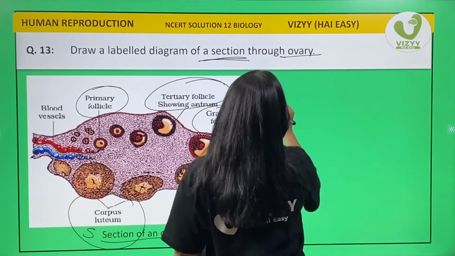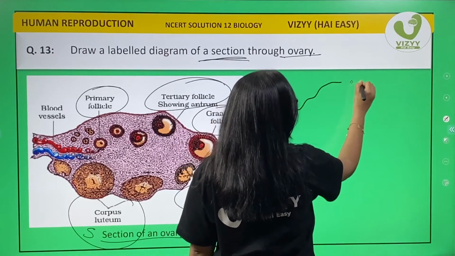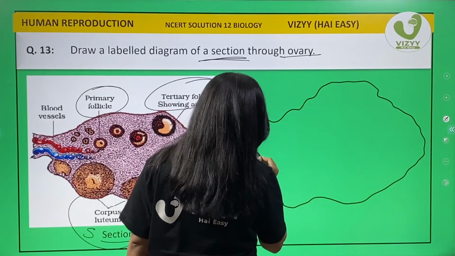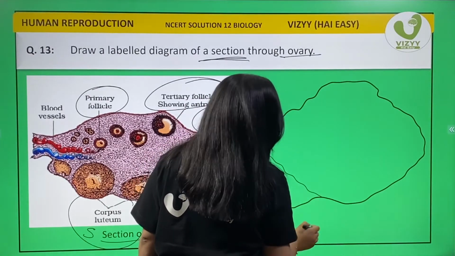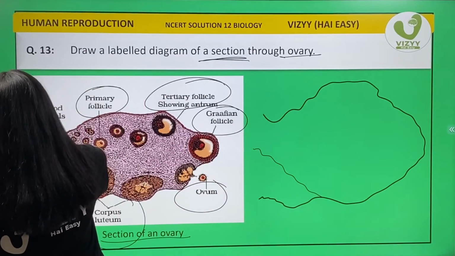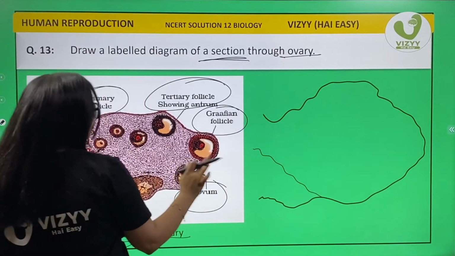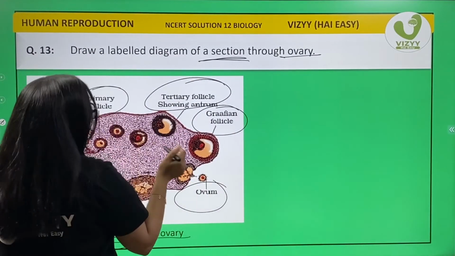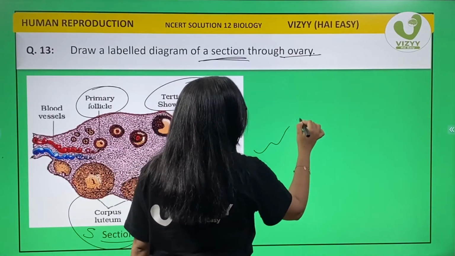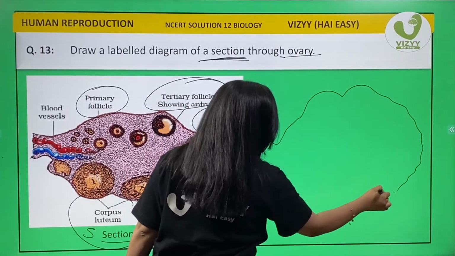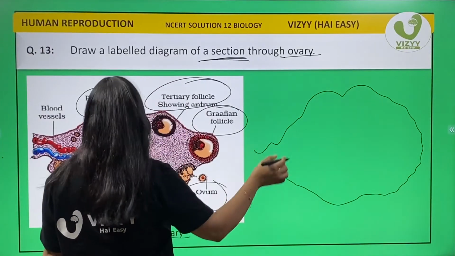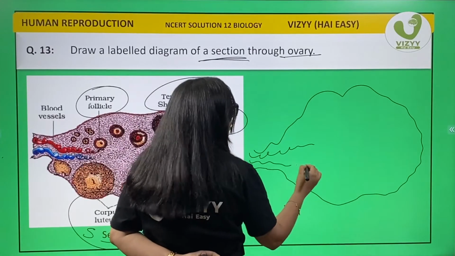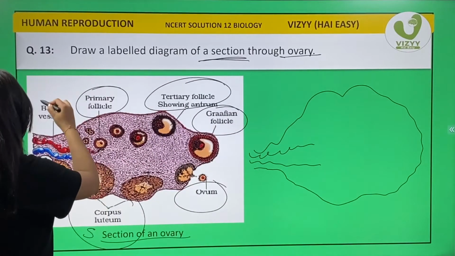Okay, so ovaries are, okay, not so good here. Let's try again. Okay, let's start. Let's make a cloud-like structure. Then there are blood vessels. So we are done with this.